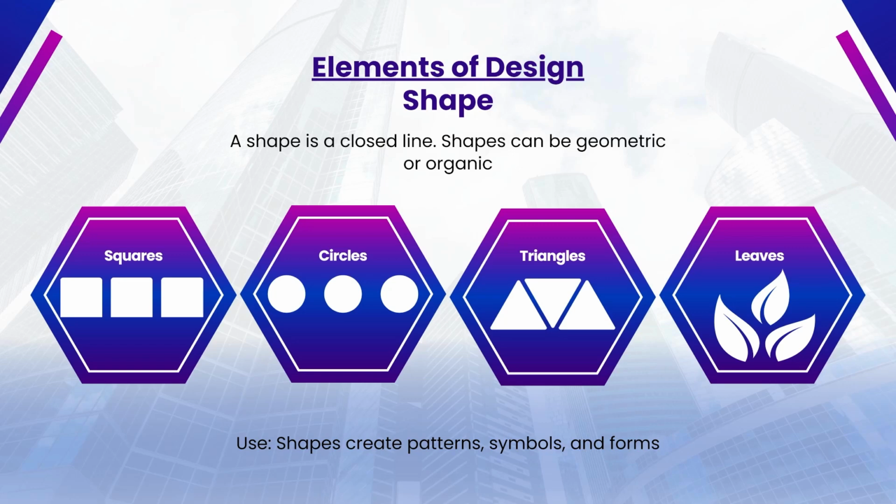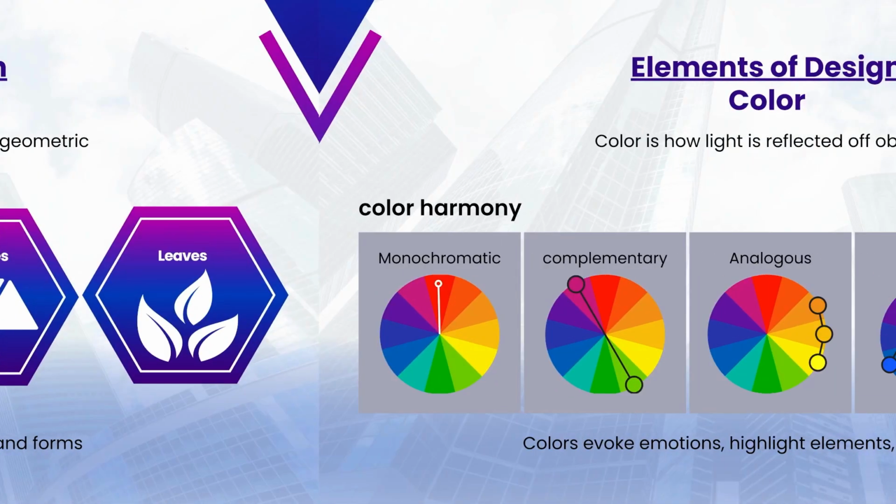Shapes create patterns, symbols, and form. So you can see the kind of structure that this triangle created here. You see the kind of structure that leaves created here. So when we combine shapes together, they tend to give us patterns, symbols, and form. So that's one of the uses of shape in design.